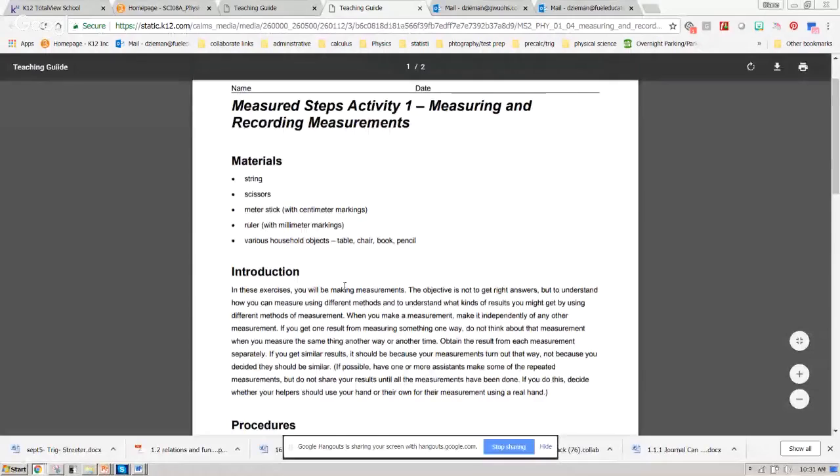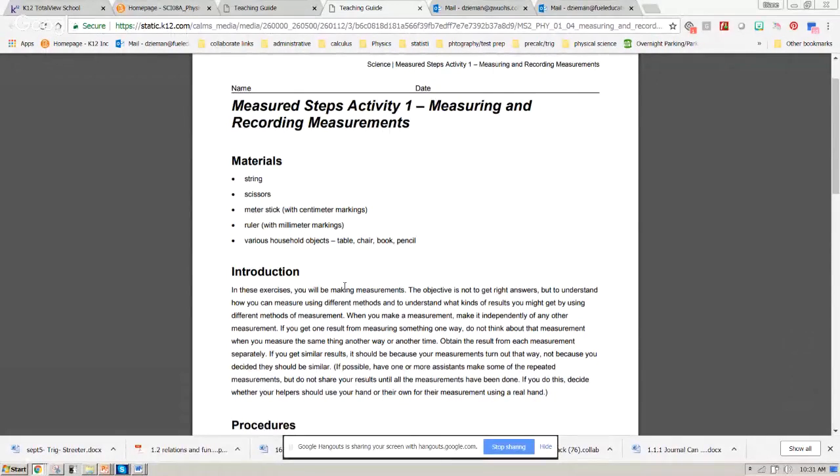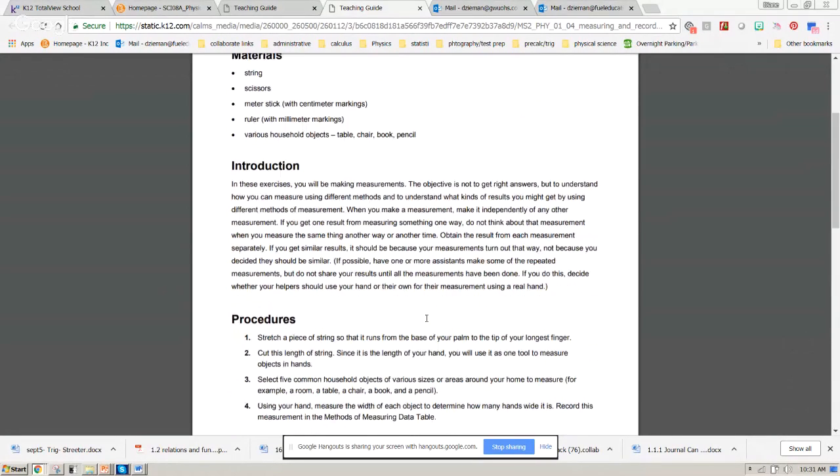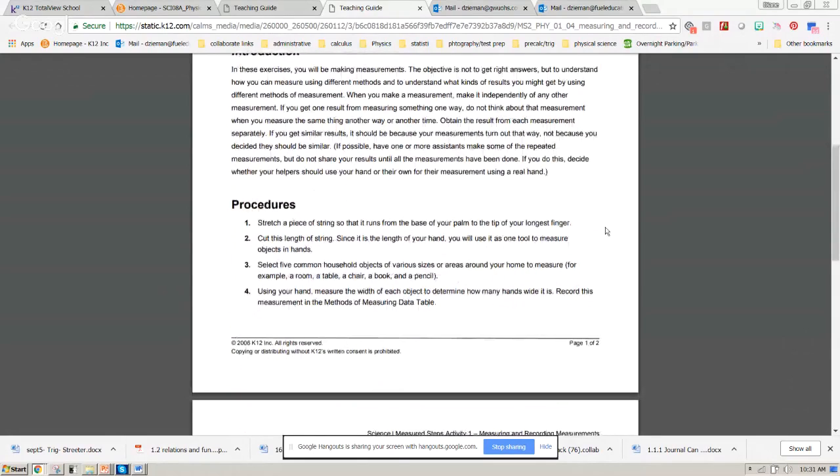You have your piece of string that is the length of your hand, your scissors are done, and you're ready to start the lab. So I'm going to go back and screen share my other screen, and let's talk about the lab. What we are testing today is all about measurements. You're going to use the various items that you have to measure your household items. We've already done the first piece of the procedure. We've cut our string, and this is going to be a measuring tool.